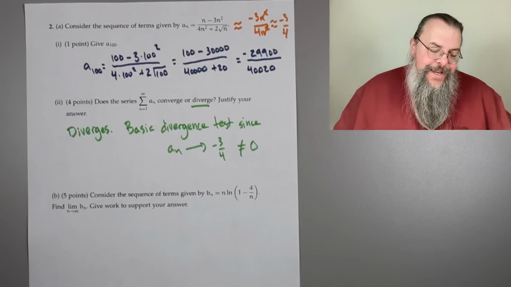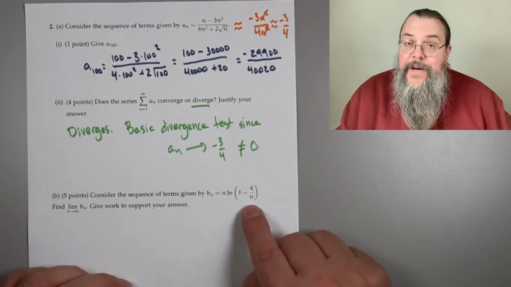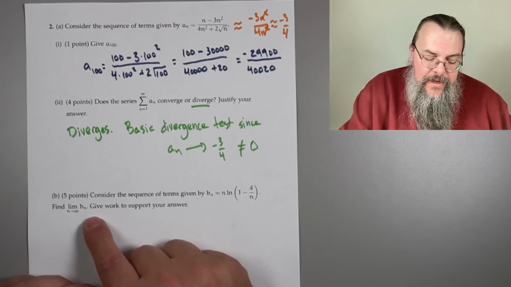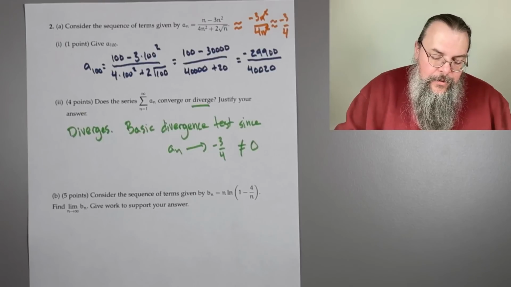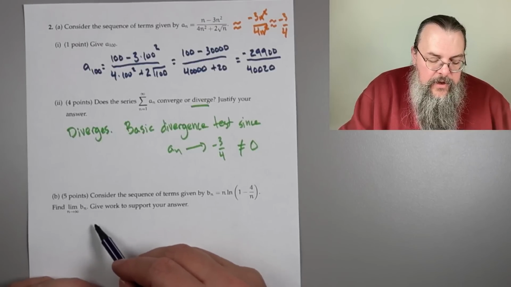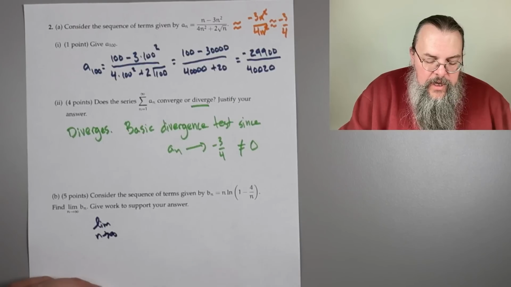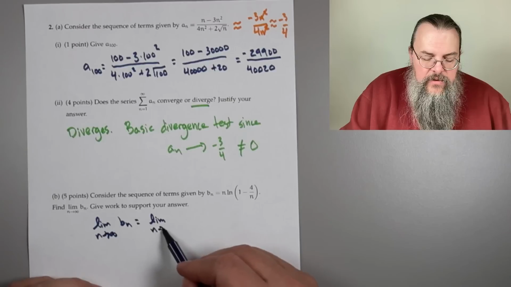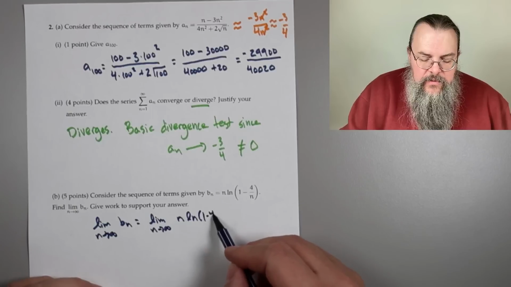Part B. Consider the sequence of terms given by b sub n is n log(1 - 4/n). And now we're asked to find the limit as n goes to infinity of b sub n. And okay, we want to give work to support our answer. Well, let's see what's going on. So we have our limit as n goes to infinity of b sub n. Well, that's the limit as n goes to infinity of n log(1 - 4/n).